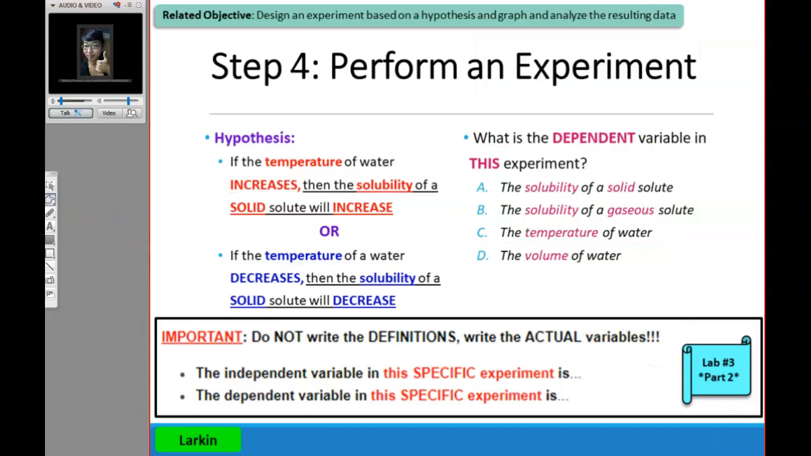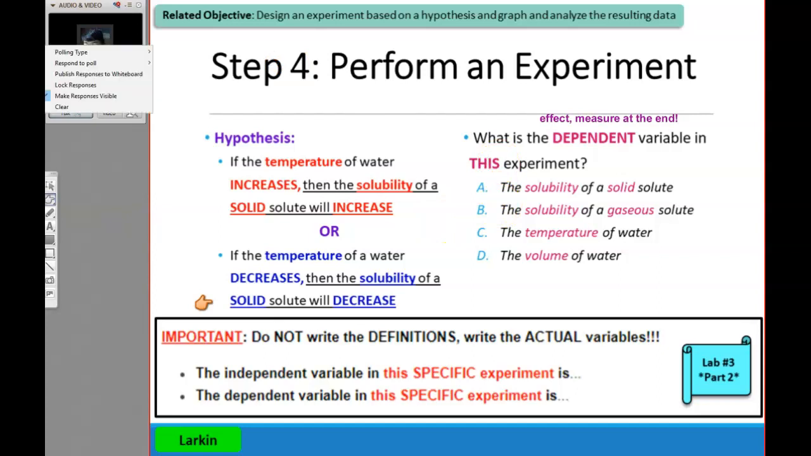Moving on. All right, so we figured out the independent variable, the cause. Now we need to go back and figure out the dependent variable. Remember, this is the effect, what we measure at the end. It's dependent on what we originally did. The easiest way to figure out the dependent variable is to look at the then part of our hypothesis, the end of it. So, then the solubility of a solid solute will increase, then the solubility of a solid solute will decrease.